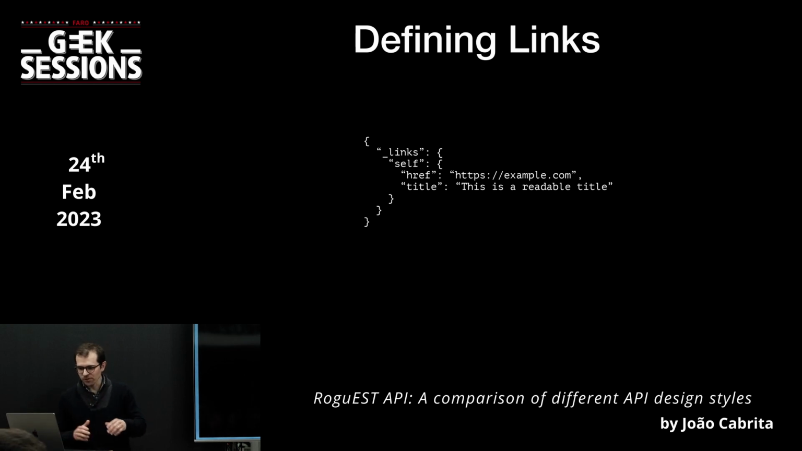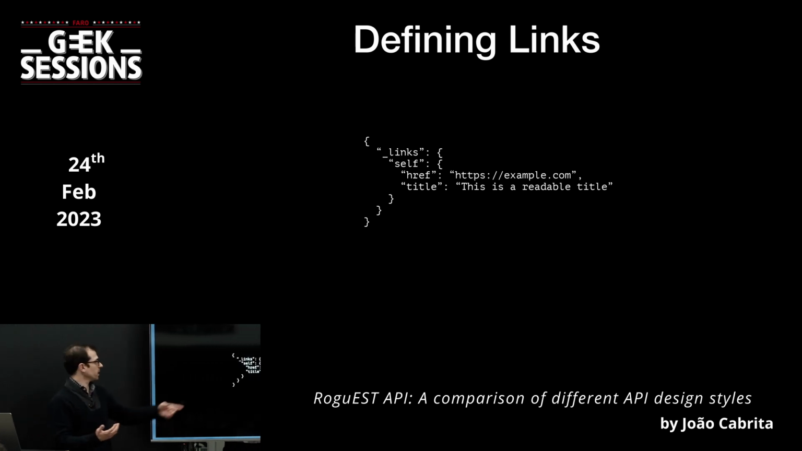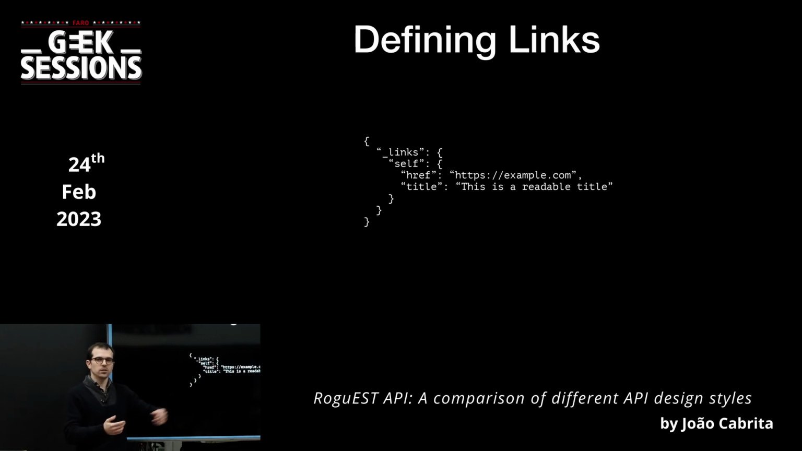So, and for this, the main concern, and what distinguishes this approach from the previous approach, is that we're going to introduce a new concept. And the concept is links, right? So each of the resources or the endpoints in our API are going to have links to the other stuff that is in our API.